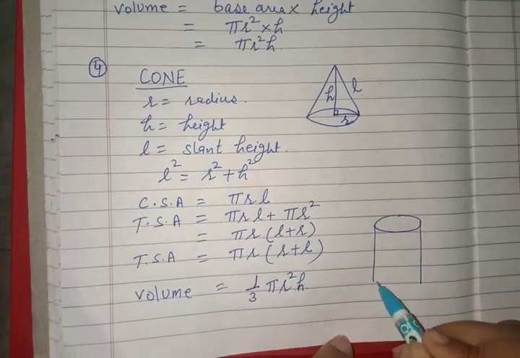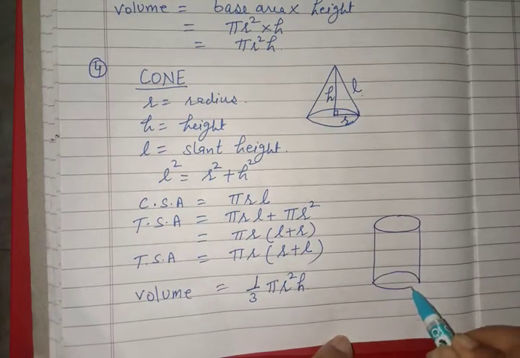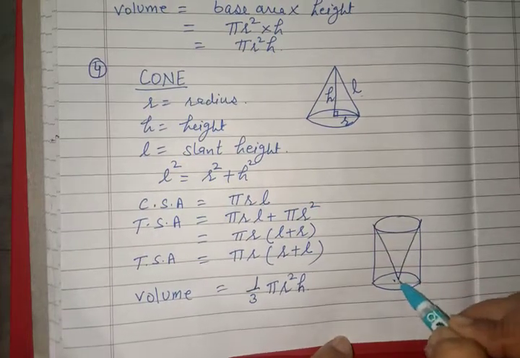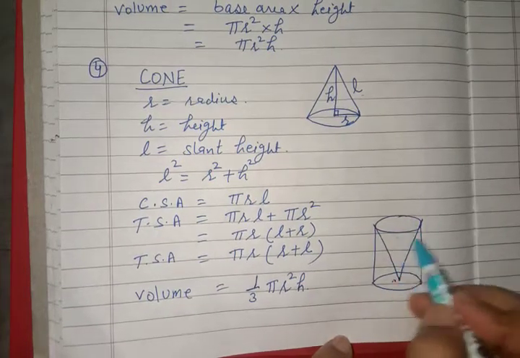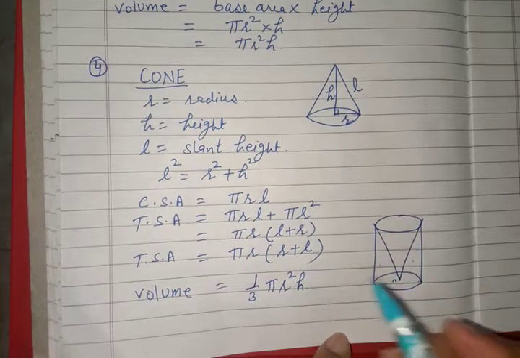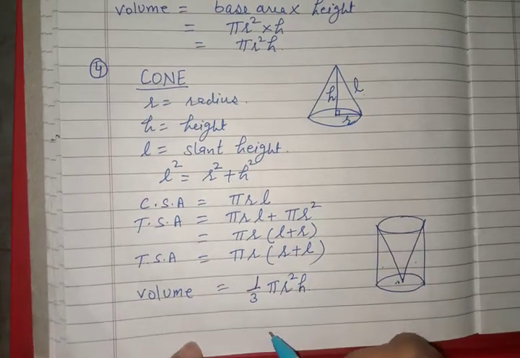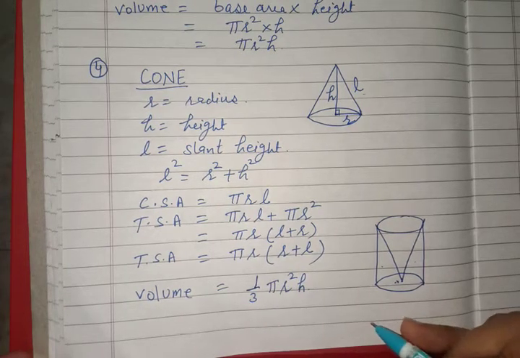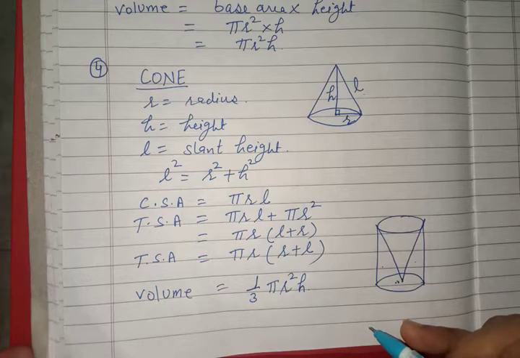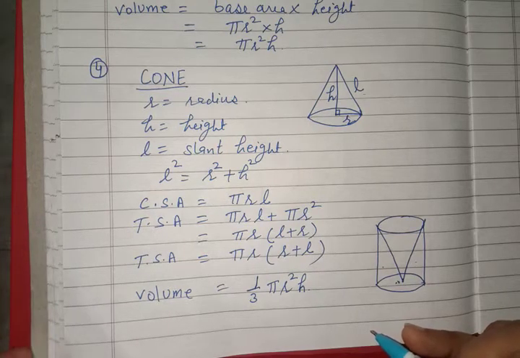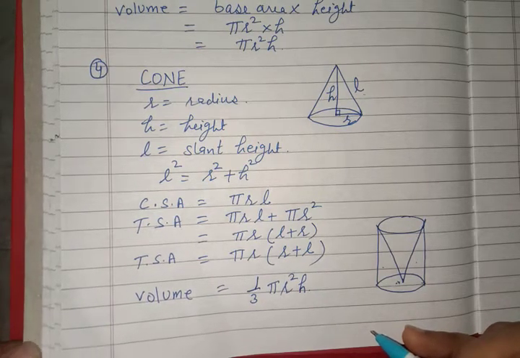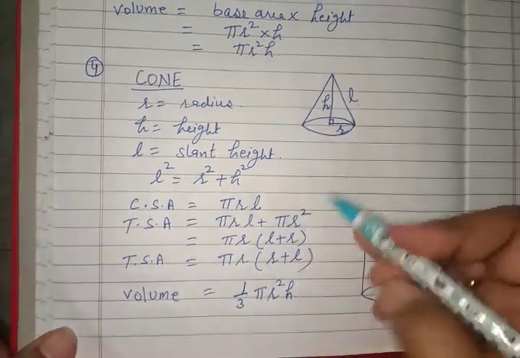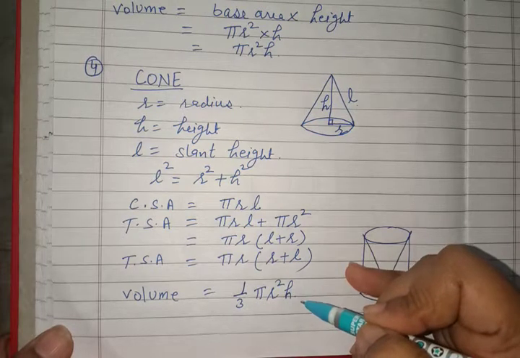You can see this approximately, that if we draw this thing, just see how many cones we are getting. Approximately 3 cones we are getting. And you can do this activity also by taking a cone and cylinder of same height and radius. Then you will see that if you put 3 cones of water in one cylinder, then it will be filled. So it means volume of cone is 1/3 of cylinder.